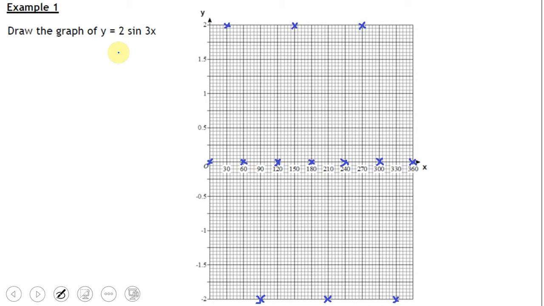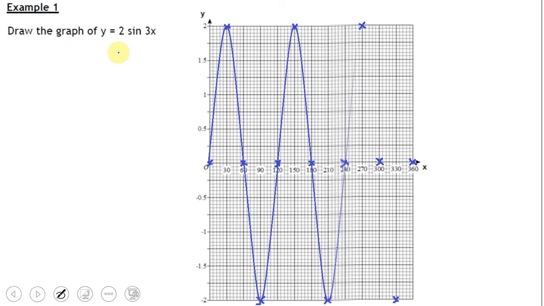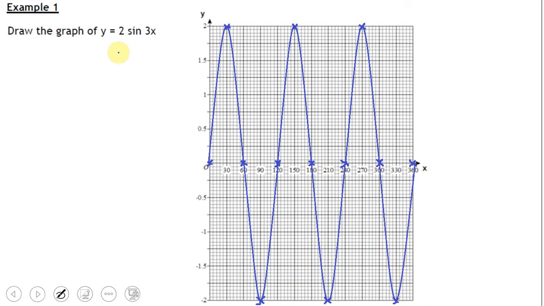Then, once we've got all the points, we have to plot a nice smooth curve through all of them. Now, because this is a sine graph, and the same would go for a cos graph, we need to draw a nice smooth sine wave through each of these points. So instead of joining them up with straight lines, they should be fairly curved to represent the sine wave. So that would be the graph of y equals 2 sine 3x by plotting.